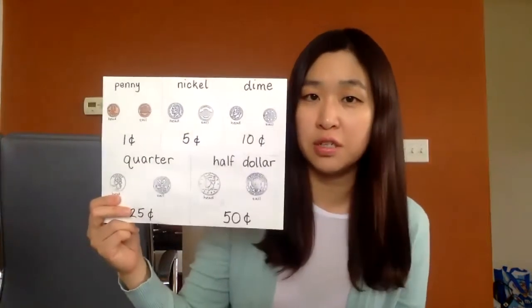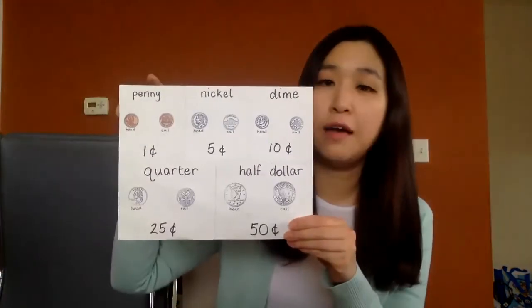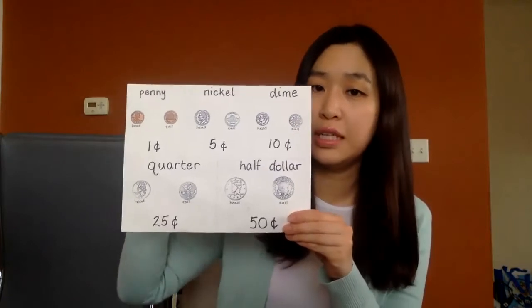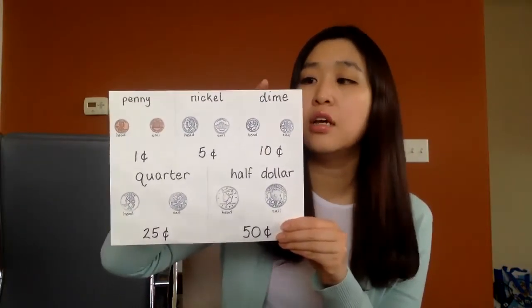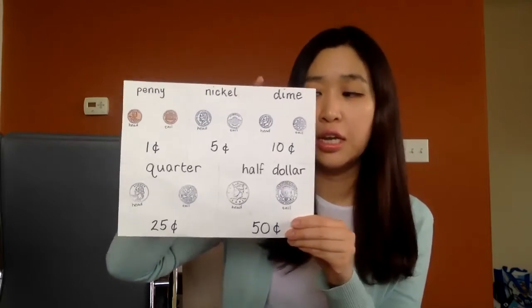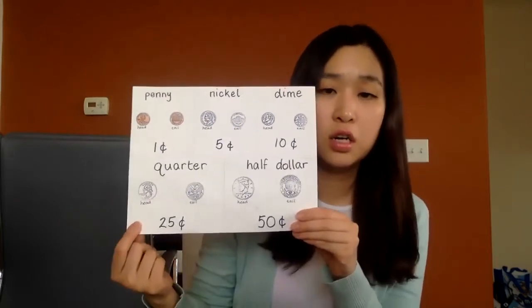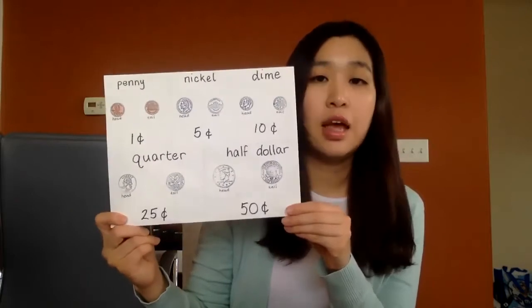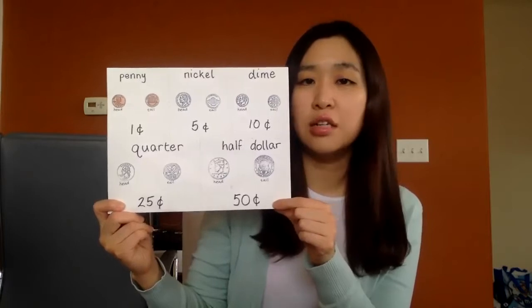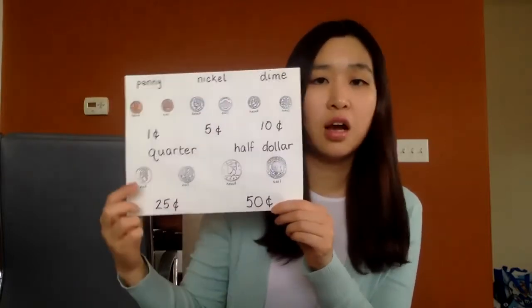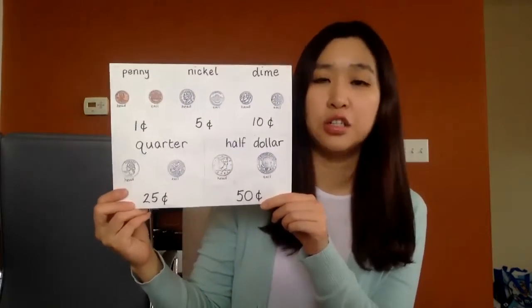Before we start, we're going to first review the coins that we have. First we have penny. Penny is worth 1 cent. And then we have nickel. Nickels are 5 cents. Dime, which is 10 cents. Quarter is 25 cents. And then half dollar is 50 cents. We do not use the half dollar as often as the other ones. We're not going to be including that one in our lesson today. Okay.